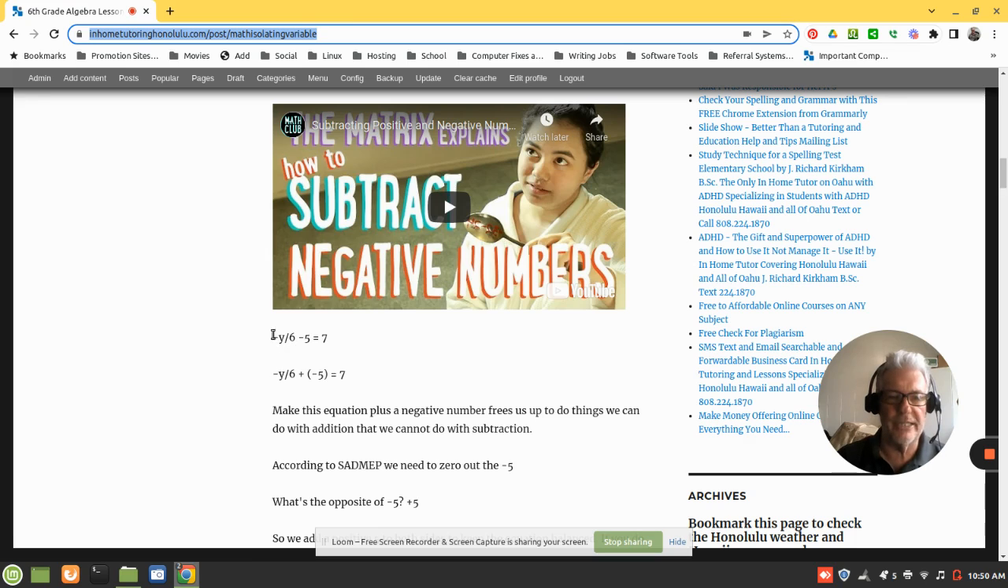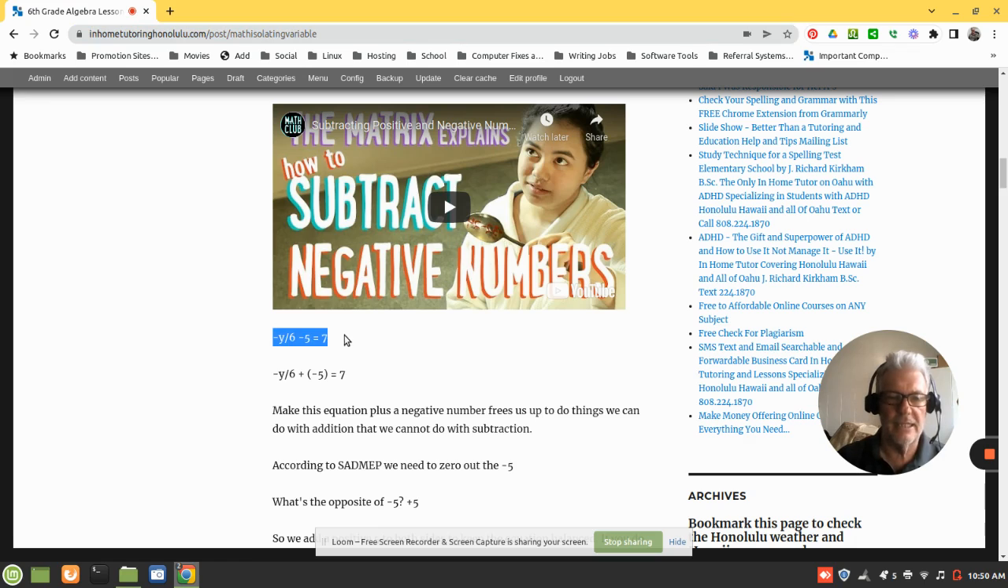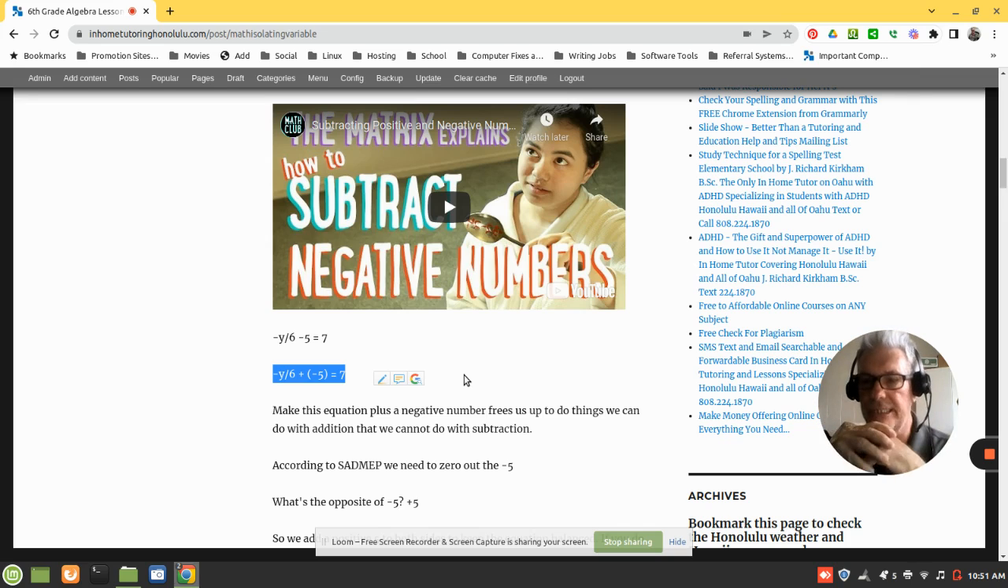But what we're going to do here is we're going to take this -y divided by 6. So that's the fraction, right? Think of those fractions as being divided by. So -y divided by 6 minus 5 equals 7. We're going to make that -y divided by 6 plus -5. Same exact thing, but now it's going to be easier to deal with.